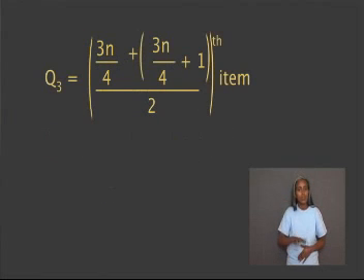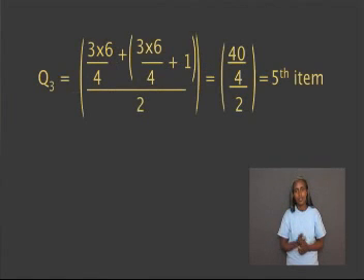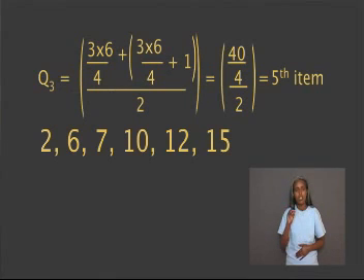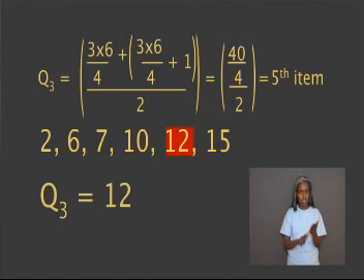To find the third quartile, we will use the same formula. This time, the value of k is 3. Since we are solving for the third quartile, we substitute the value for n, which is 6, and find that the third quartile will be the fifth item in our list, which is 12.